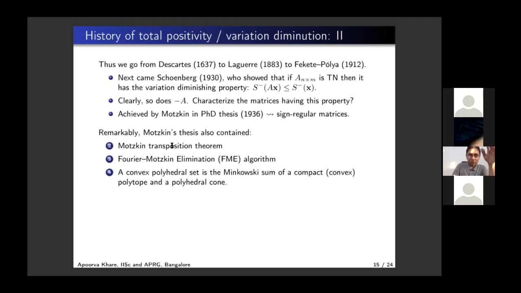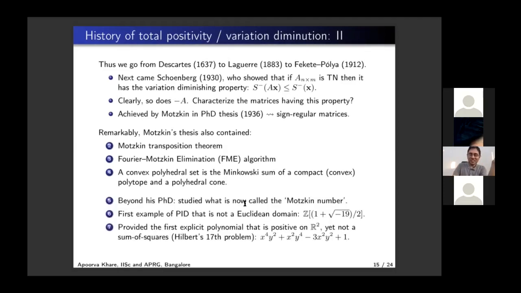So I wanted to spend one slide on Motzkin himself, just because he contributed to so many different areas of mathematics. It's remarkable. First of all, his thesis itself had the Motzkin transposition theorem and the Fourier-Motzkin elimination algorithm, which are apparently seminal results in linear programming. It also contained this fundamental fact in geometric combinatorics that a convex polyhedron is the Minkowski sum of a compact polytope, the finite part, and a polyhedral cone, the unbounded part. All of that was in his thesis.